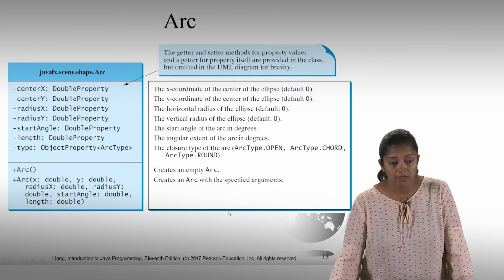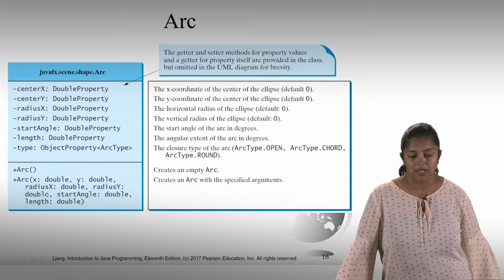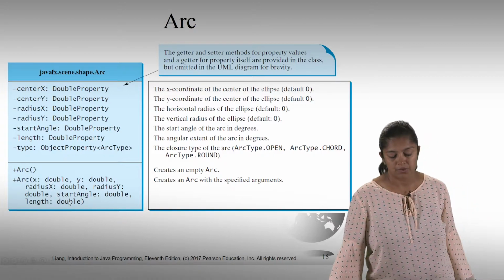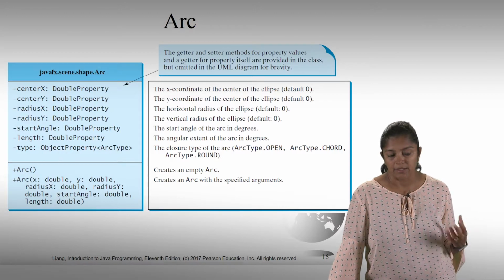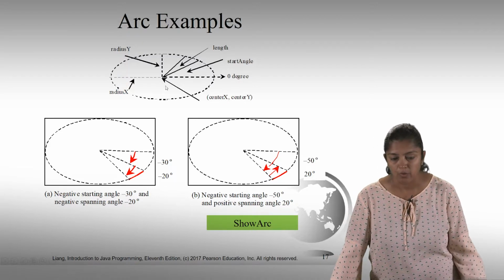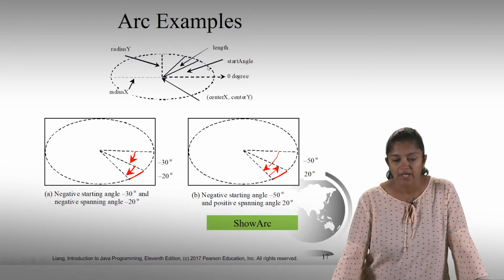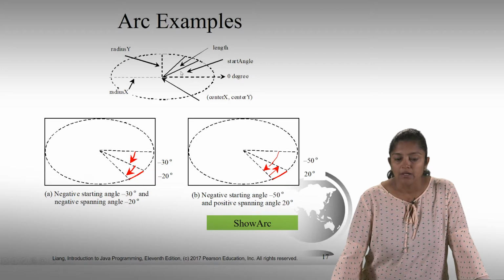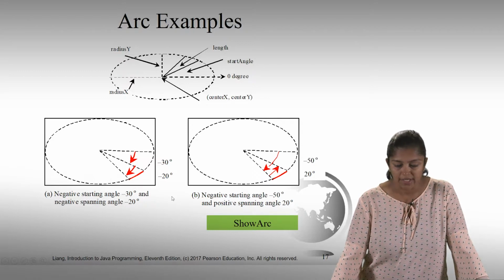Next, you can also create an arc. So again, there's the Arc class, and it has its constructors, which take basically the center XY, and then the angle, and how much you want it to be open. So here are some examples. Basically, we have to specify the start angle of where the arc starts, as well as the ending angle, and then we also have to specify the length.